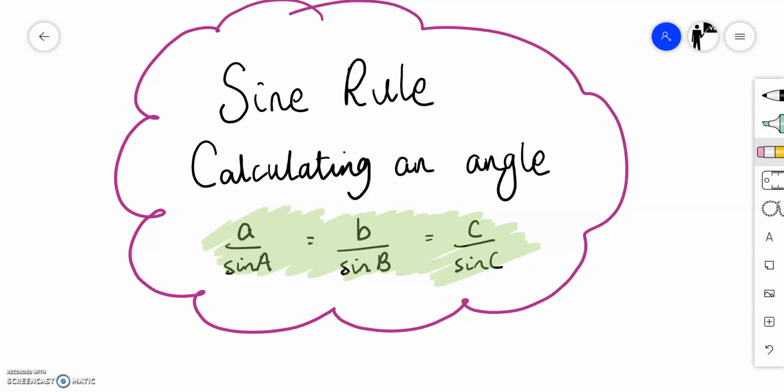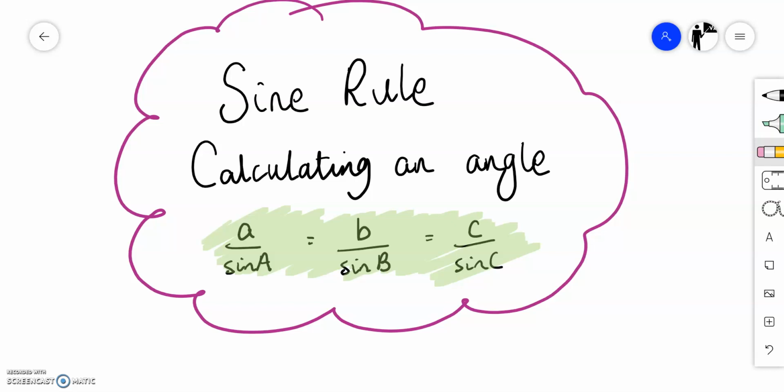In this video, we're going to use the sine rule to calculate an angle for National 5 Maths. In green, we've got the formula highlighted, which is given to you on your formula list. I'd recommend having a look at the first video on the sine rule first before having a go at any of the problems here. Okay, we've just got one example.